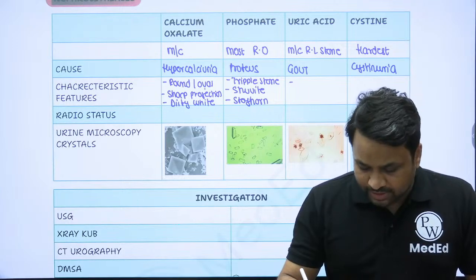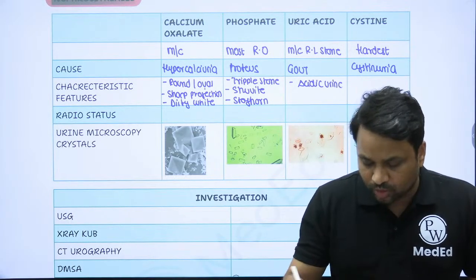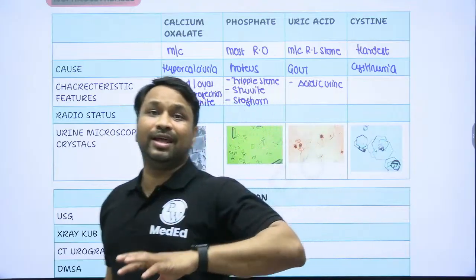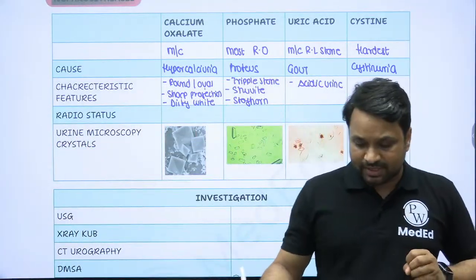Now, uric acid stones are formed in acidic urine. So here I don't need to treat the stone. All that you have to do is to alkalinize the urine. Alkalization of urine is done with the help of acetazolamide.